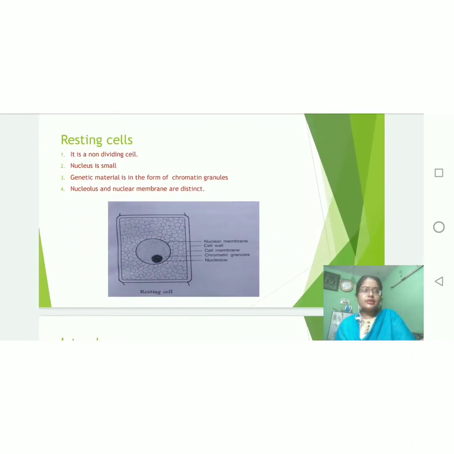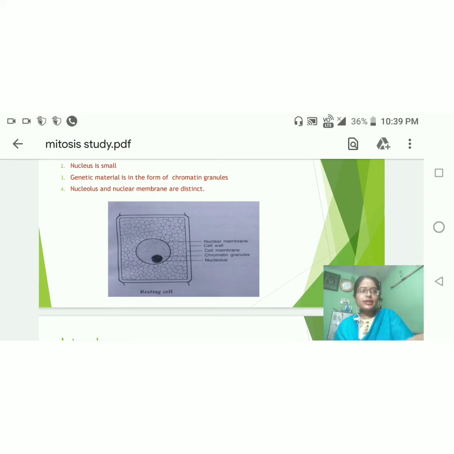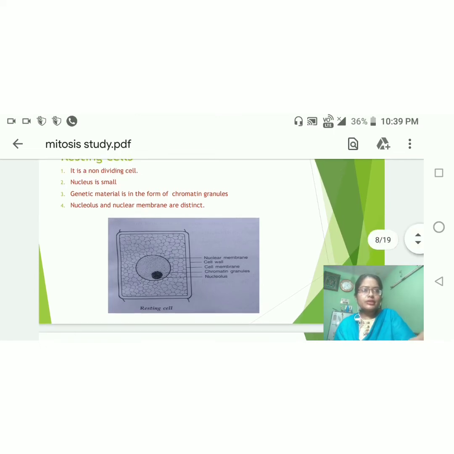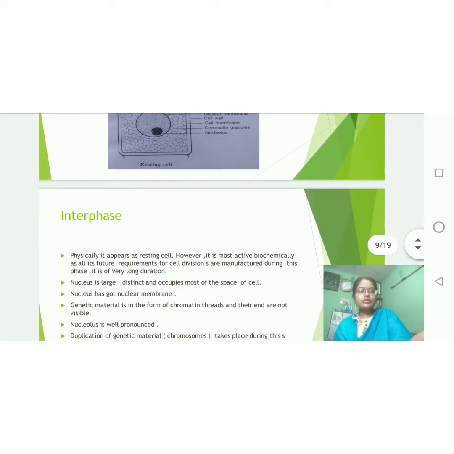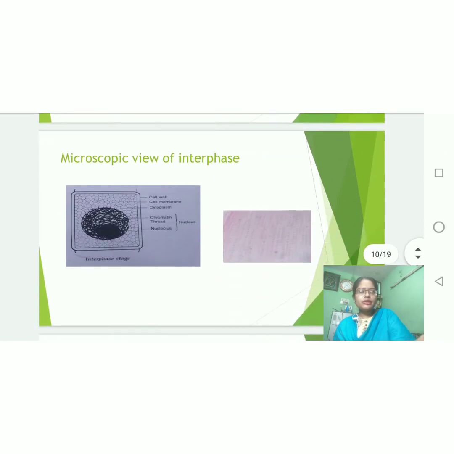Now here are the resting cells. We can see that resting cells are non-dividing cells. It is a small cell, and the nucleus is small. The genetic material is in the form of chromatin granules. The nucleus and nuclear membrane are quite distinct. Here in the diagram you can see that in the nucleus there are small dot-like structures. They are chromatin granules.